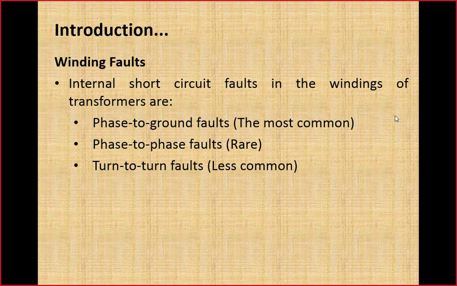Turn to turn fault on the other hand is actually short circuit between turns of the same phase. So that is a turn to turn fault, known as a minor fault within the transformer. If it is not detected in time, that gets converted into a major fault. So these are the winding faults within the transformer.